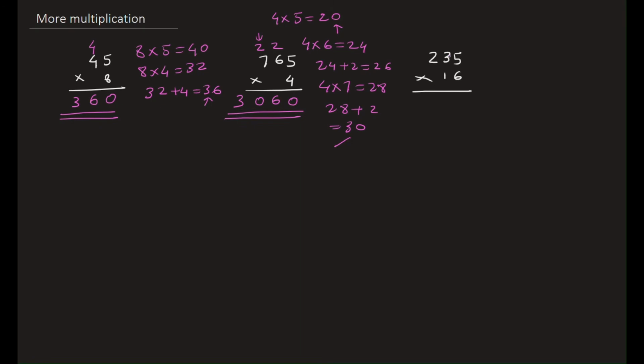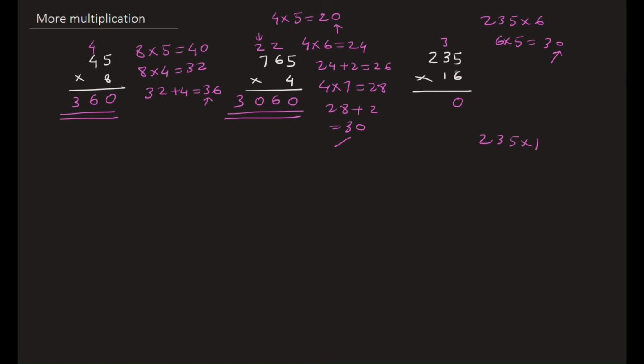The next sum is 235 times 16. So I have two digits here. Each digit has to be multiplied with 235. So 235 times 6 and 235 times 1. So 6 is first multiplied with each digit in 235. The first digit is 5. So 6 times 5 equals 30. And since only one digit can come in the ones place, I write 0 in the ones place, and this 3 is carried over.